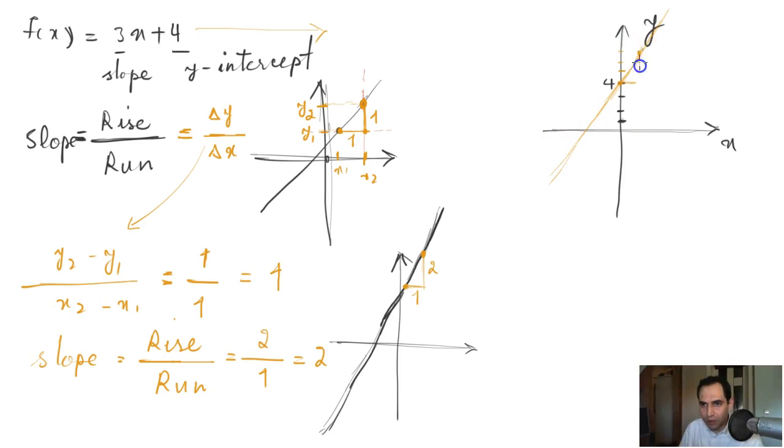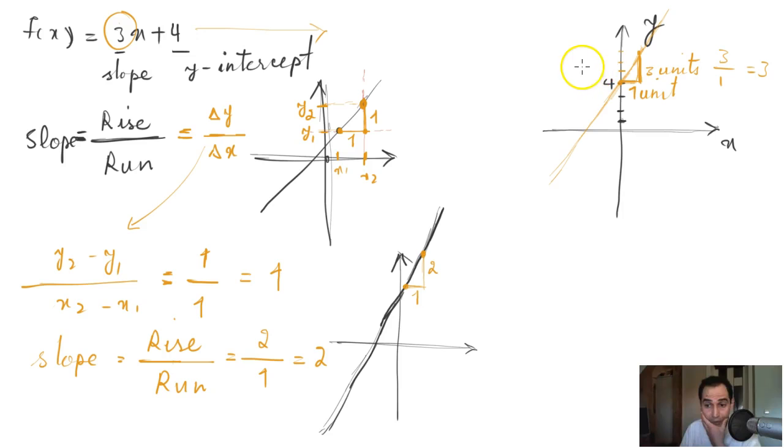So here basically you can see that you have 3 units, here you have 1 unit. So your rise is 3 units, your run is 1 unit, so 3 divided by 1 is equal to 3, which is basically this slope that we discussed earlier.